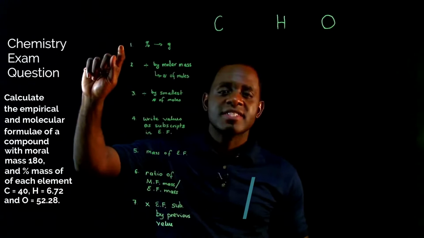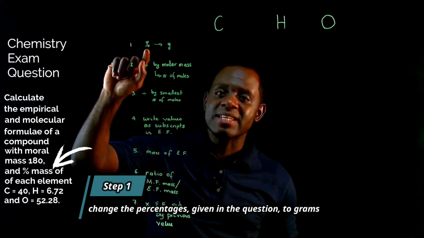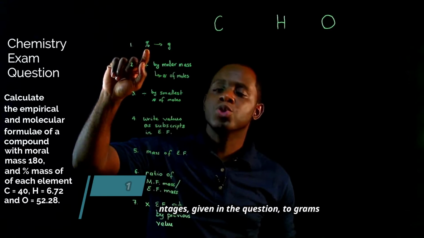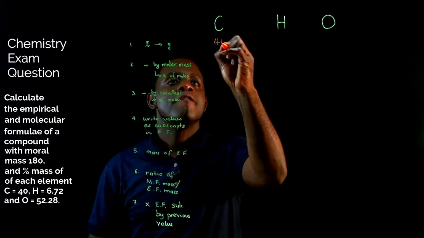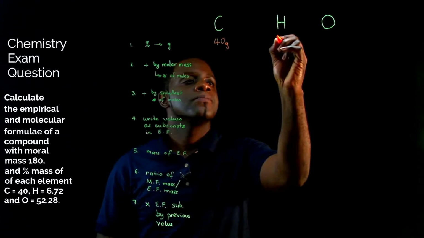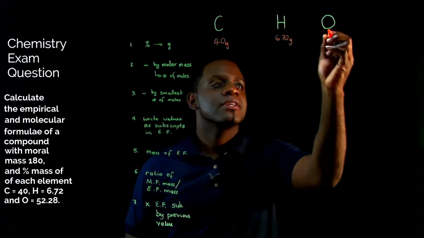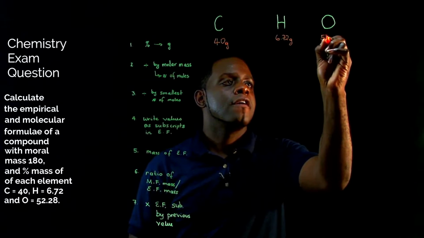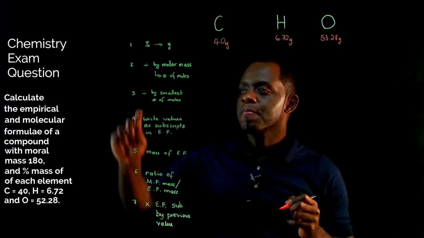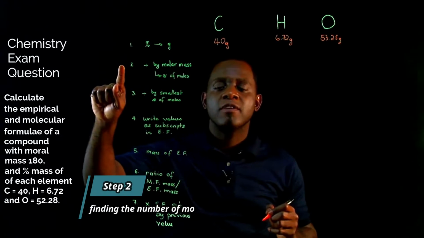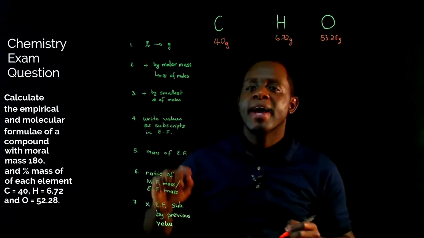The first step is very straightforward. We will change the percentages given in the question to grams. So that will give us 40 grams for carbon, 6.72 grams for hydrogen, and 53.28 grams for oxygen.